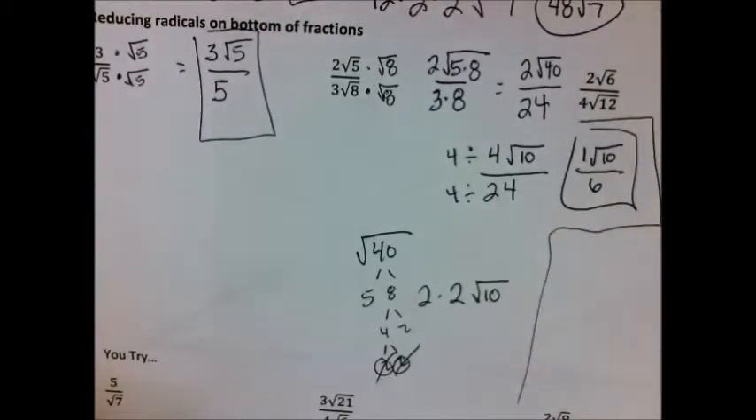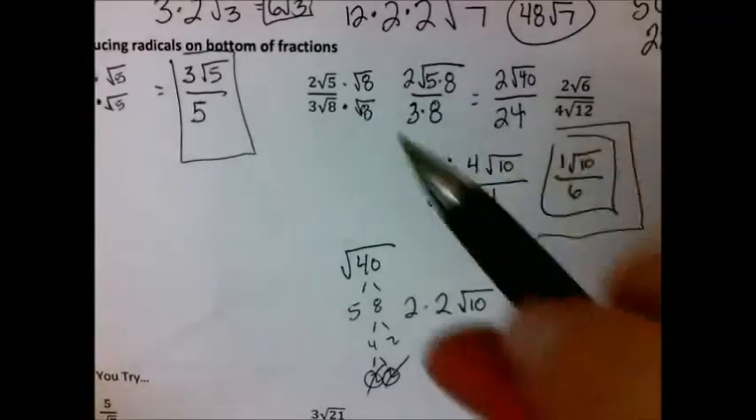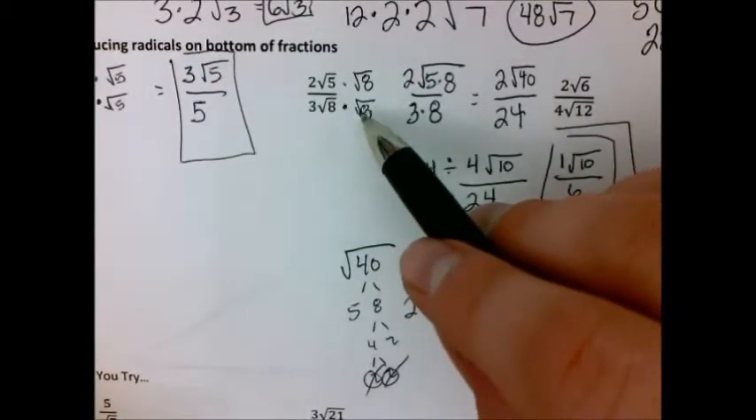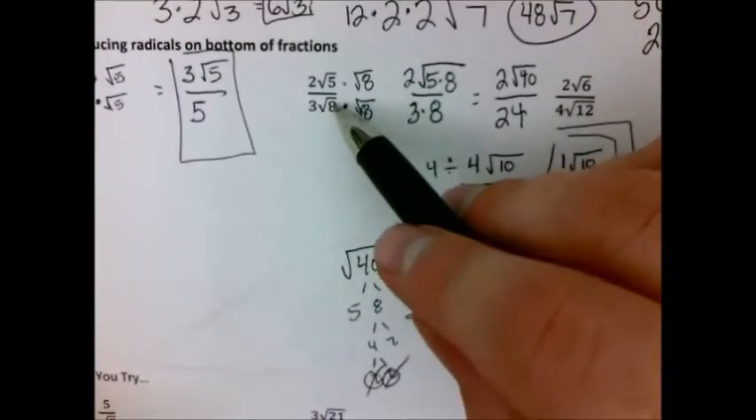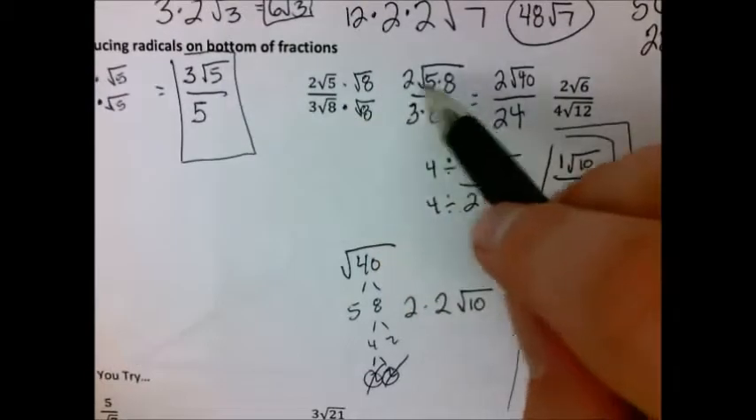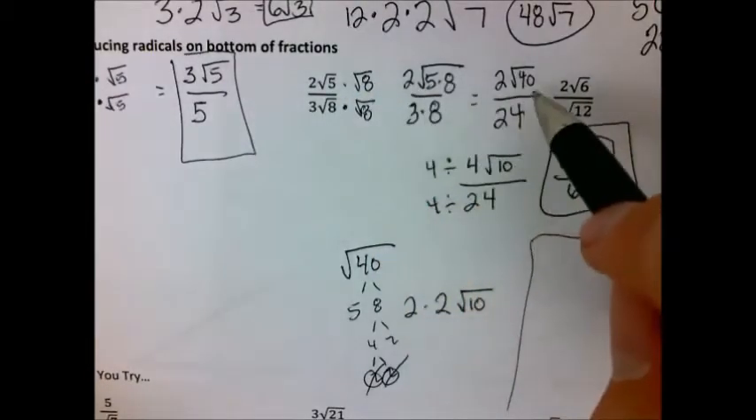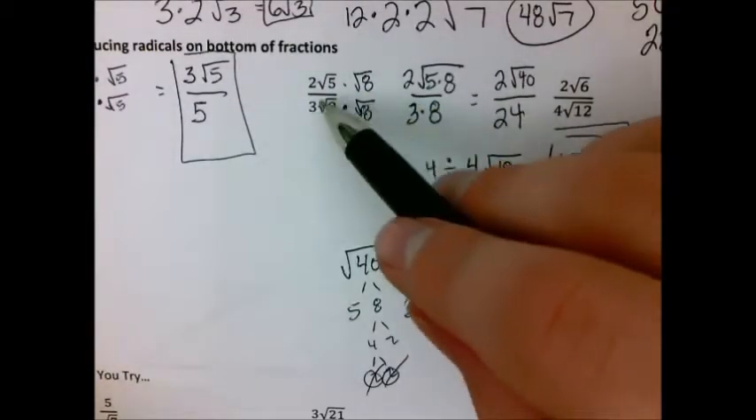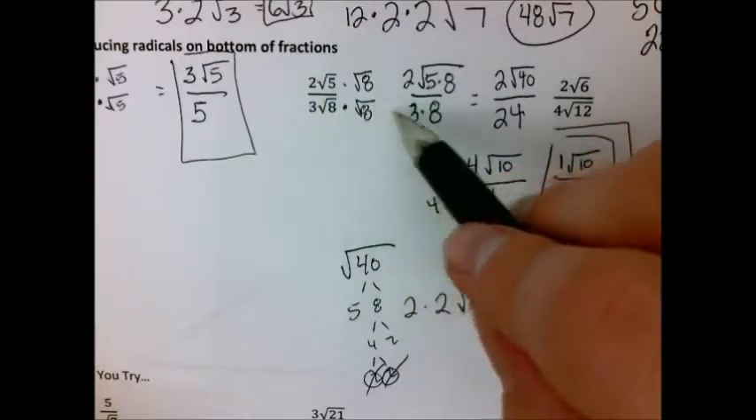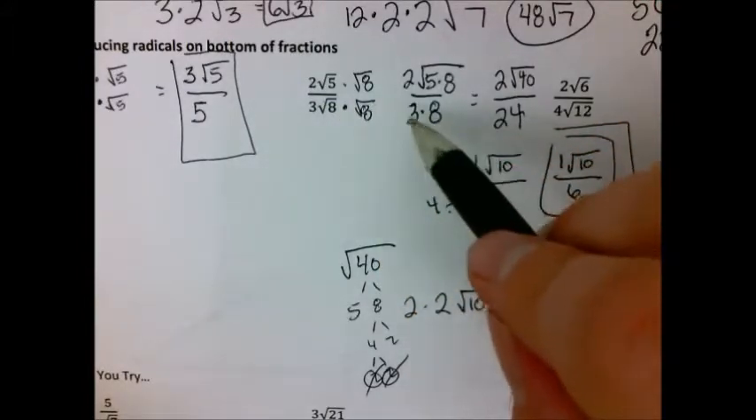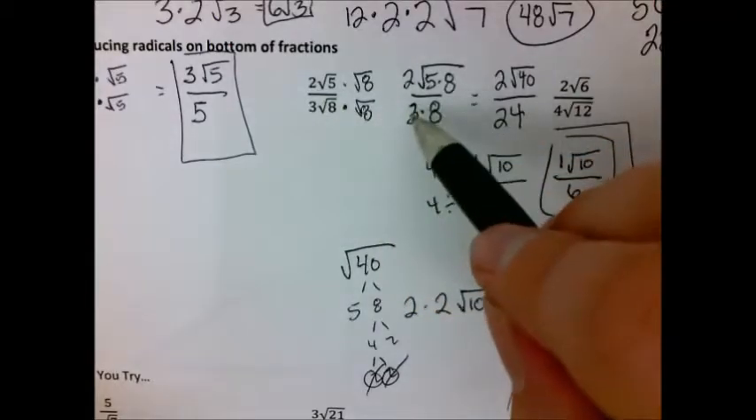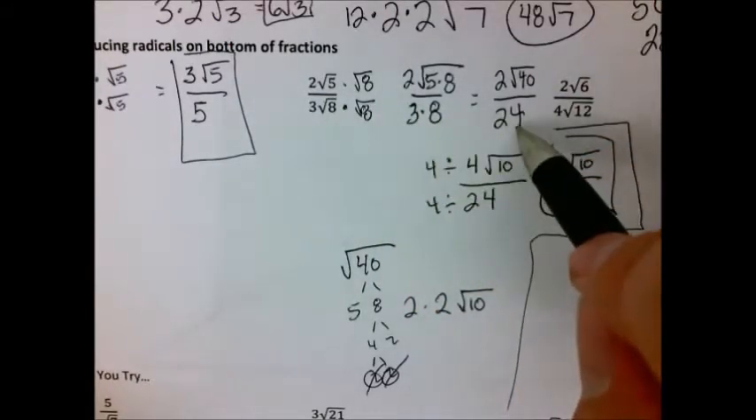So to re-explain what we did, we had to get rid of the radical on the bottom. So we had to multiply the bottom and the top by the radical that was on the bottom. So when we did that, 5 times 8 became 40. And since we multiplied two radicals together, the radicals went away and just turned into a normal 8. So we would take 3 times 8 and that gave us 24.